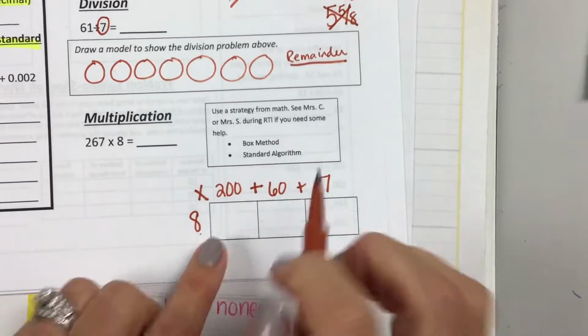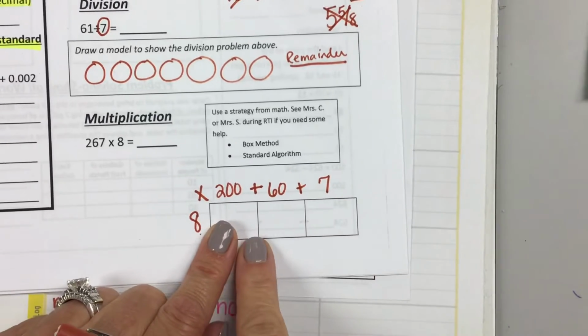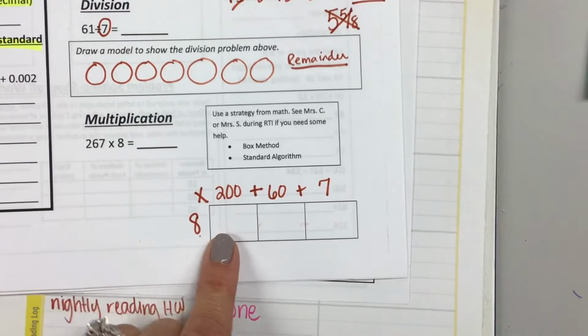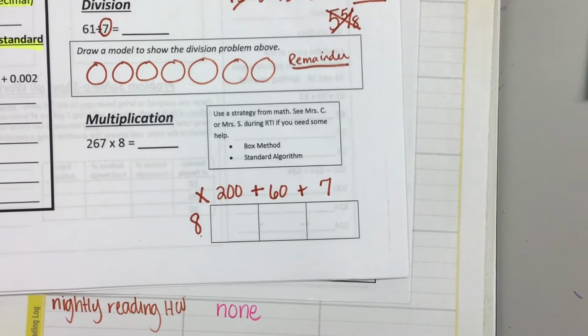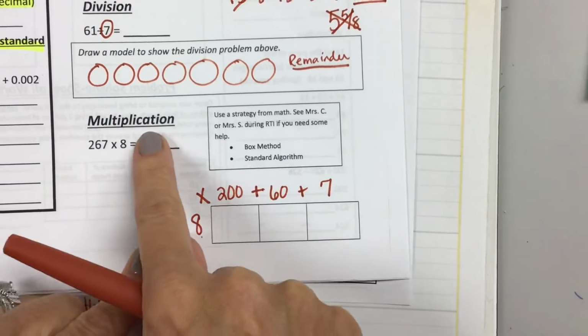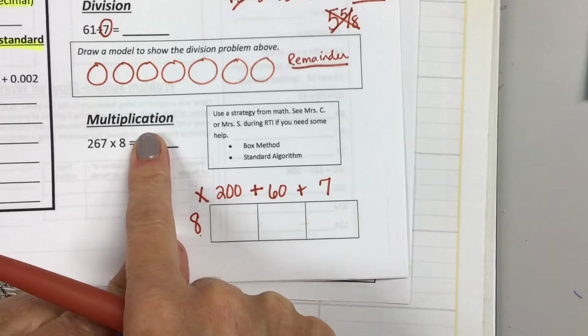Those numbers that are in these boxes are called our partial products. We know that a product is the answer to a multiplication problem. A partial product is part of the answer to the multiplication problem. So we add those 3 together to get the product. Does that make sense? Yeah.